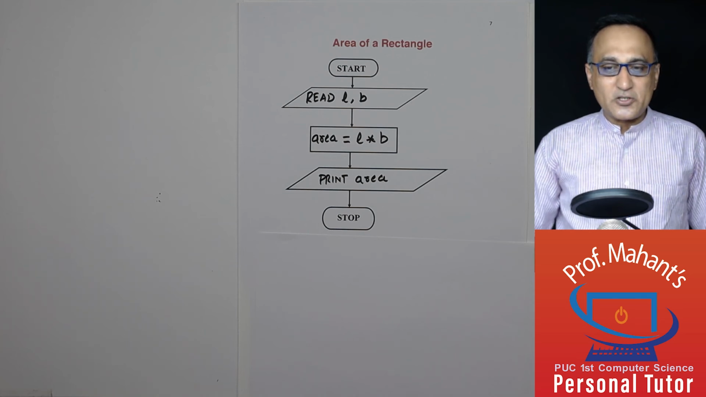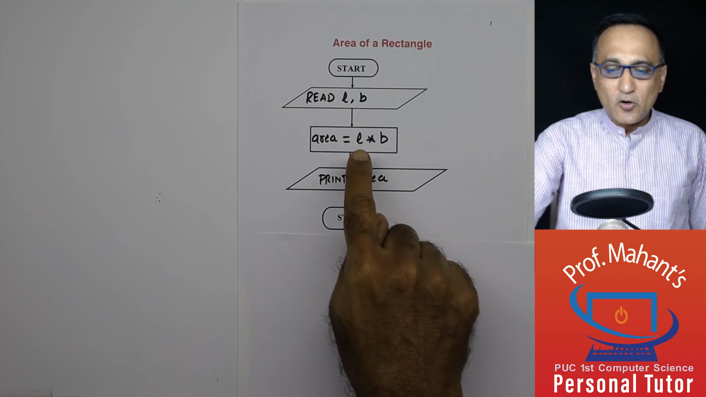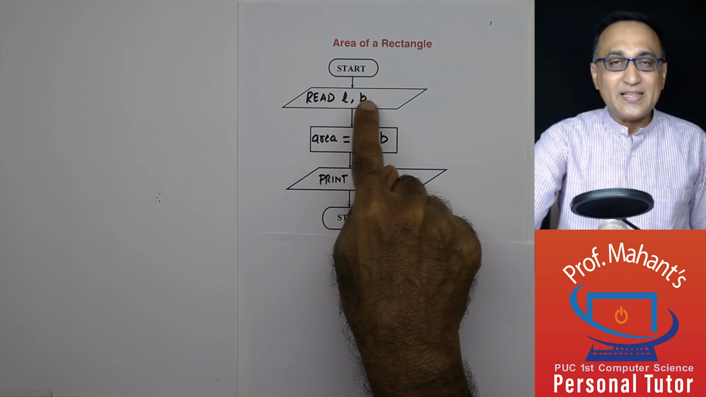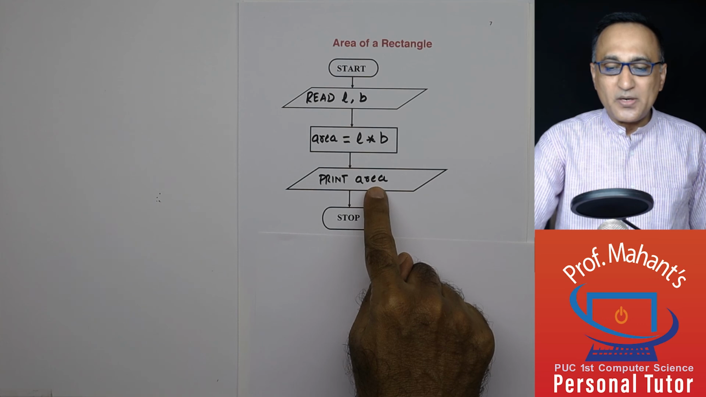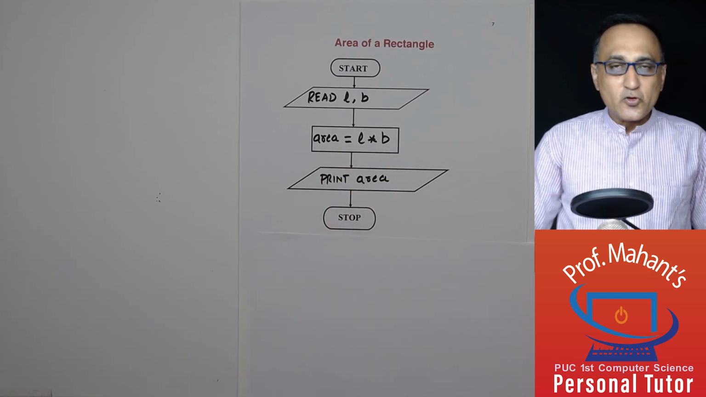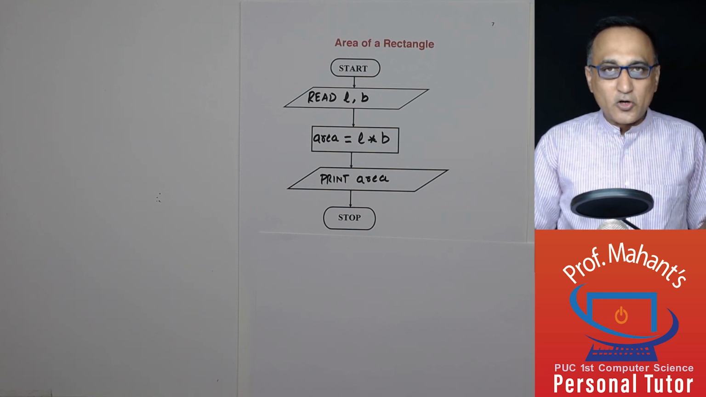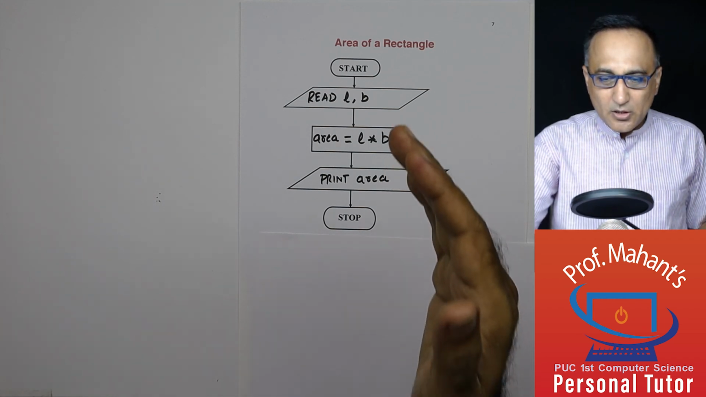An important aspect in logic is that these steps should be in a proper sequence. You cannot calculate the area before reading the length and breadth, nor can you print the area before calculating the area as length into breadth. So you need to understand that an algorithm or a flowchart is a logical or sequential description of well ordered steps to solve a given problem.